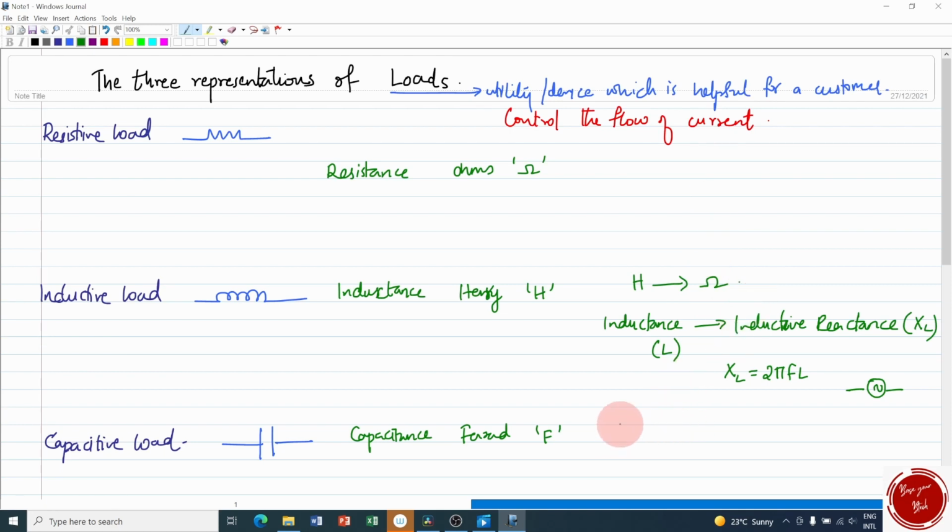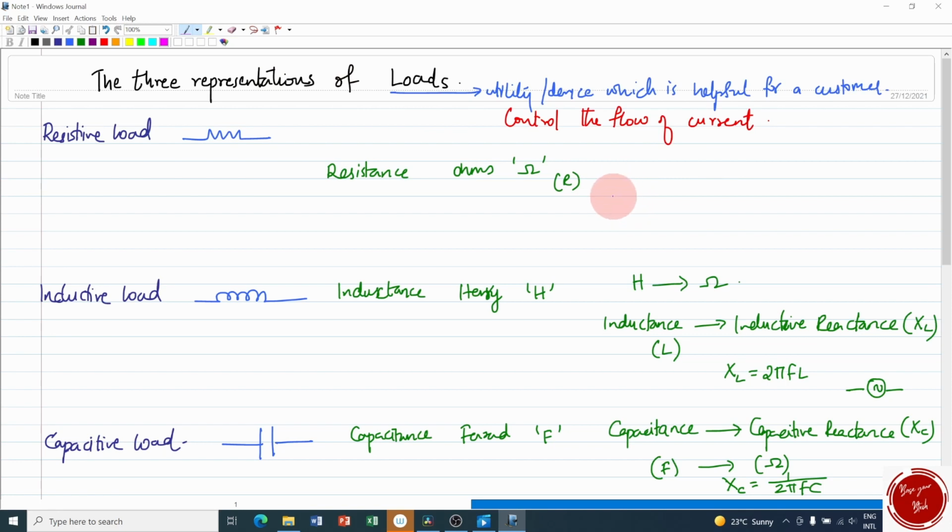Similarly, for capacitance, you cannot add this Farad and ohms directly. So, capacitance should be converted to capacitive reactance XC. That is, the capacitance unit Farad can be converted to ohm using another formula. XC is equal to 1 by 2 pi FC. Again, F represents the frequency of the AC signal to which this capacitor is connected.